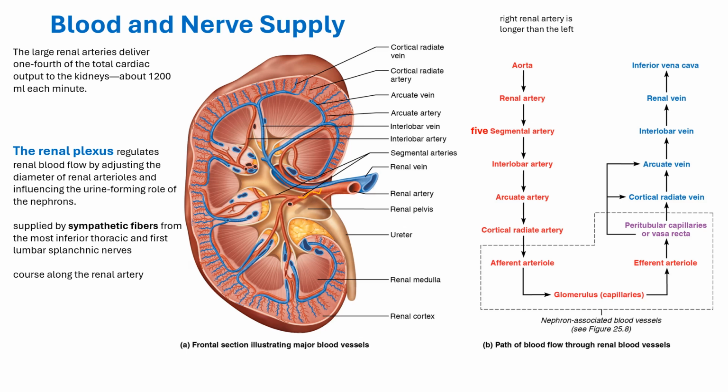So the renal plexus, it is coming along the arteries inside the kidneys, and they regulate the blood flow by adjusting the diameter of the arterioles. As we learned in the cardiovascular system, arterioles play a very important role in regulating the blood flow to a capillary bed, to a region. So this renal plexus acts on the arteriole, and as a result causes it to constrict or dilate, and it is made up of sympathetic fibers which come from the inferior thoracic and the first lumbar splanchnic nerves.